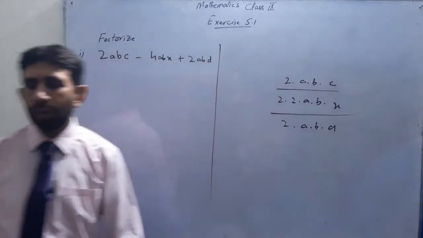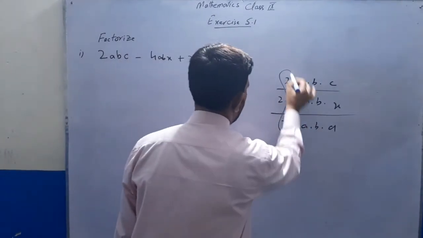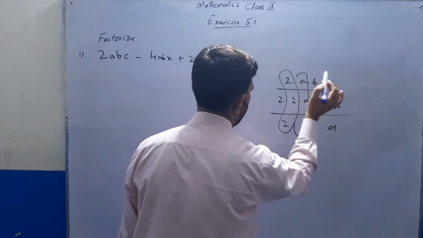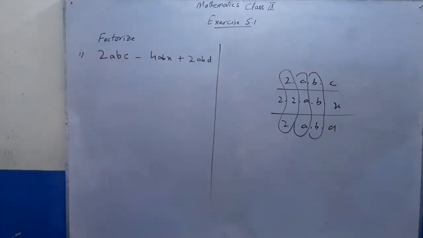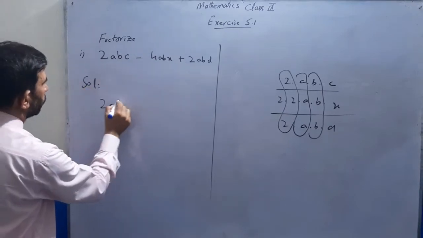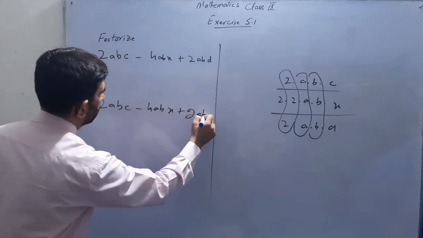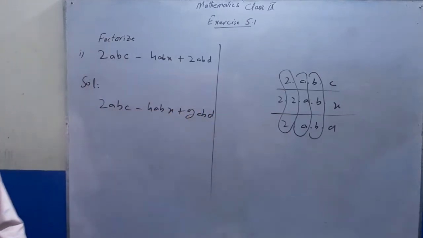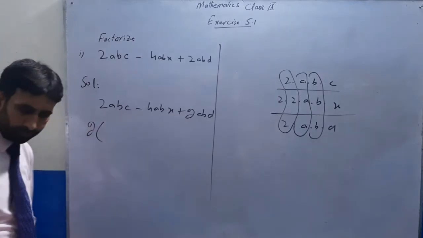Now you have to take the common factors from these 3 expressions. Like 2 is common over here, a is also common over here, and b is common. These 3 are common. So write over here solution. After writing solution, the question is written again. What is common? 2ab is common. So write over here 2ab.